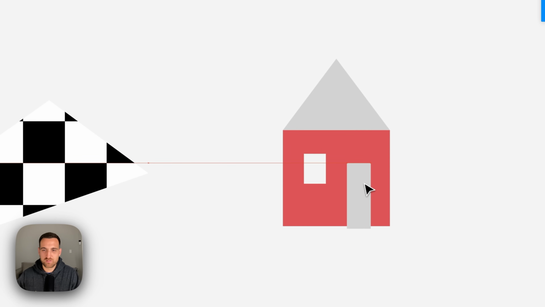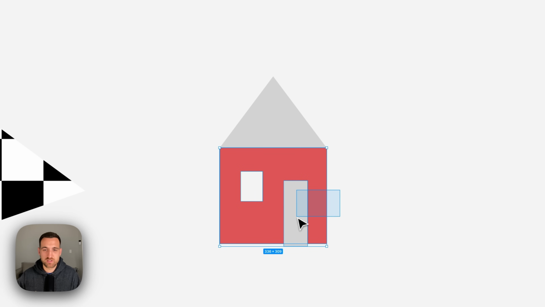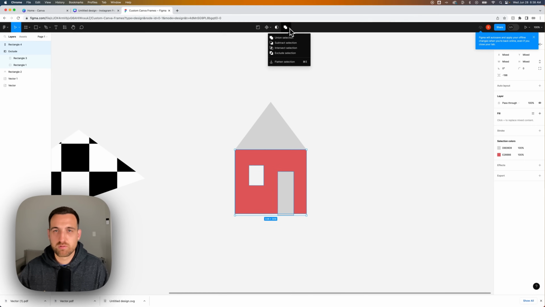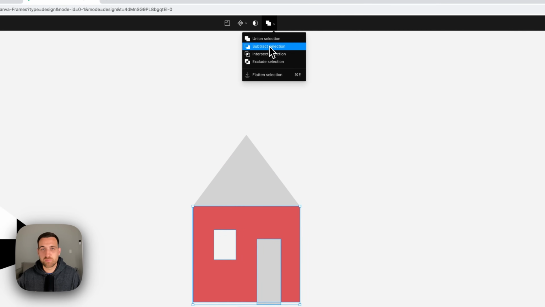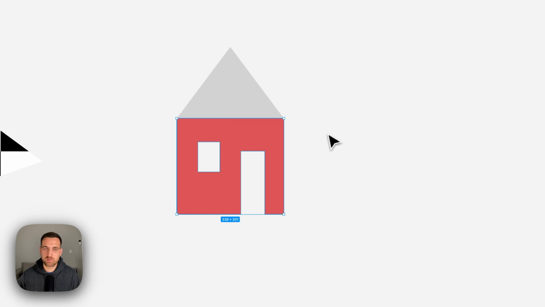We can move it around. And now that we've made the rectangle for the door, we're going to click and drag to select the front of the house and the door. And this time, instead of exclude, we're going to click this drop down arrow and do subtract. So it subtracts the door out from this rectangle here.